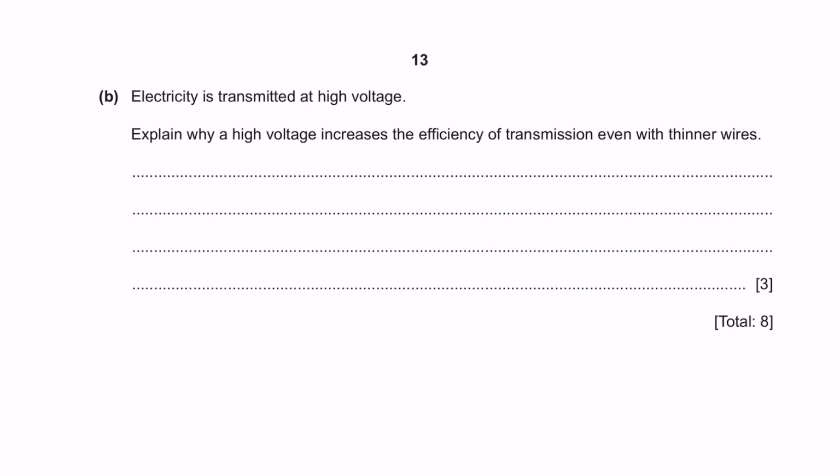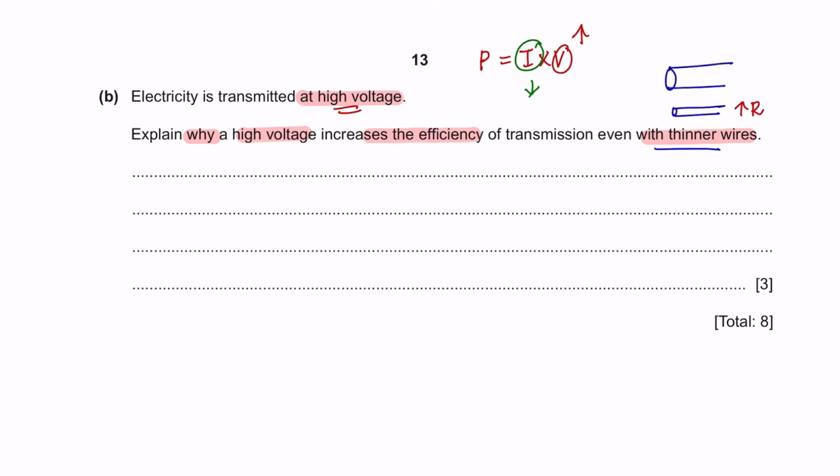Question B. Electricity is transmitted at high voltage. Explain why a high voltage increases the efficiency of transmission even with thinner wires. Thinner wires have smaller cross-sectional area, meaning that they will have a higher resistance. And according to the formula P equals I times V, we know that if the voltage increases, the current must decrease for the same power. And we can use the formula P equals I squared times R to calculate power loss as heat energy. Therefore, reducing the current dramatically can reduce the power loss in the cables.